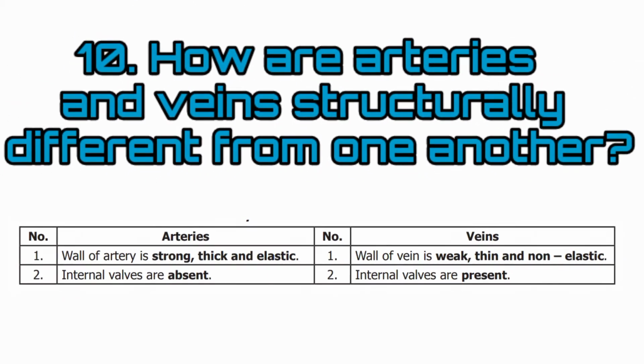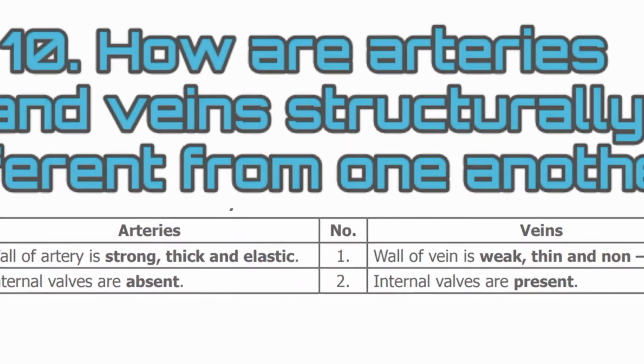10th question. How are arteries and veins structurally different from one another? Arteries, veins. First point, arteries: the wall of artery is strong, thick and elastic. Veins: the wall of veins is weak, thin and non-elastic. Arteries: internal valves are absent. Veins: internal valves are present.